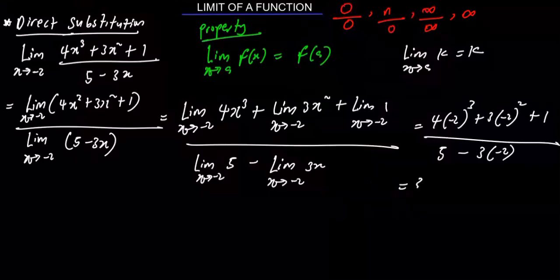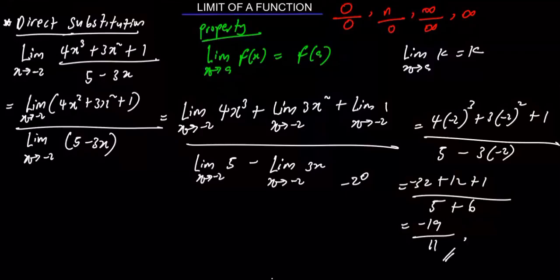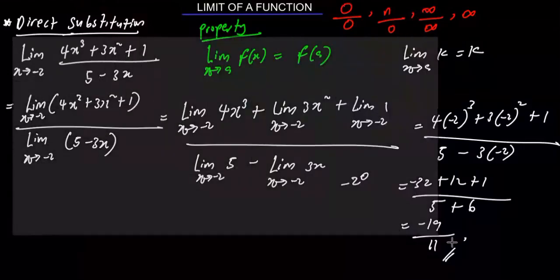4 times 8 is 32. Oh, sorry, this will give me minus 32. Then plus 12, plus 1, all over 5, then negative times negative gives positive, and 6. So this will give me minus 32 plus 12, which is negative 20. Negative 20 plus 1, you have negative 19. Then all over, this will give me 11. So this is the answer to this limit. All right. So my next problem, I'll just keep substituting like that.